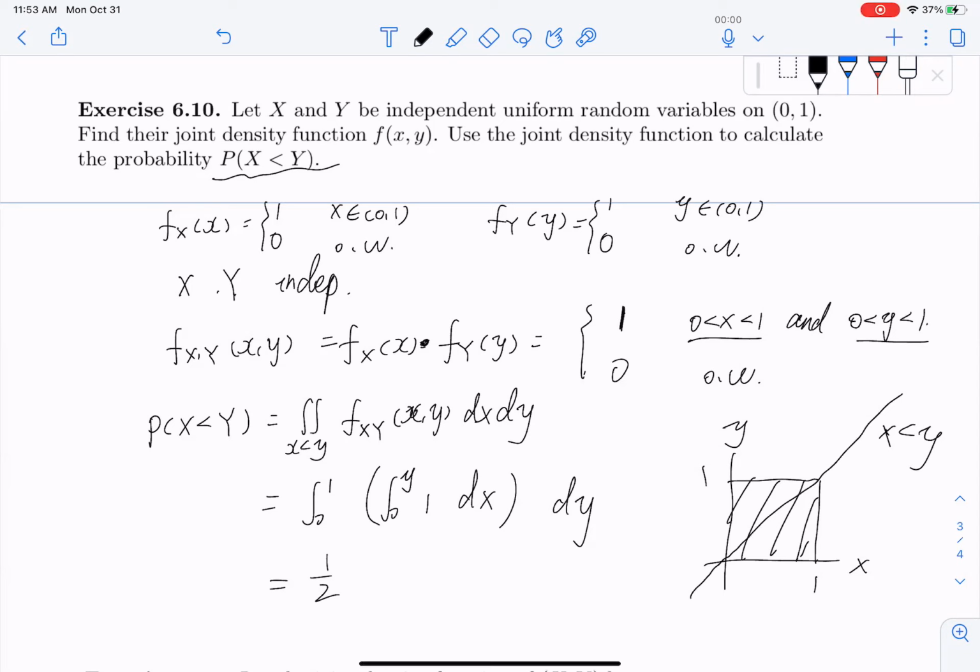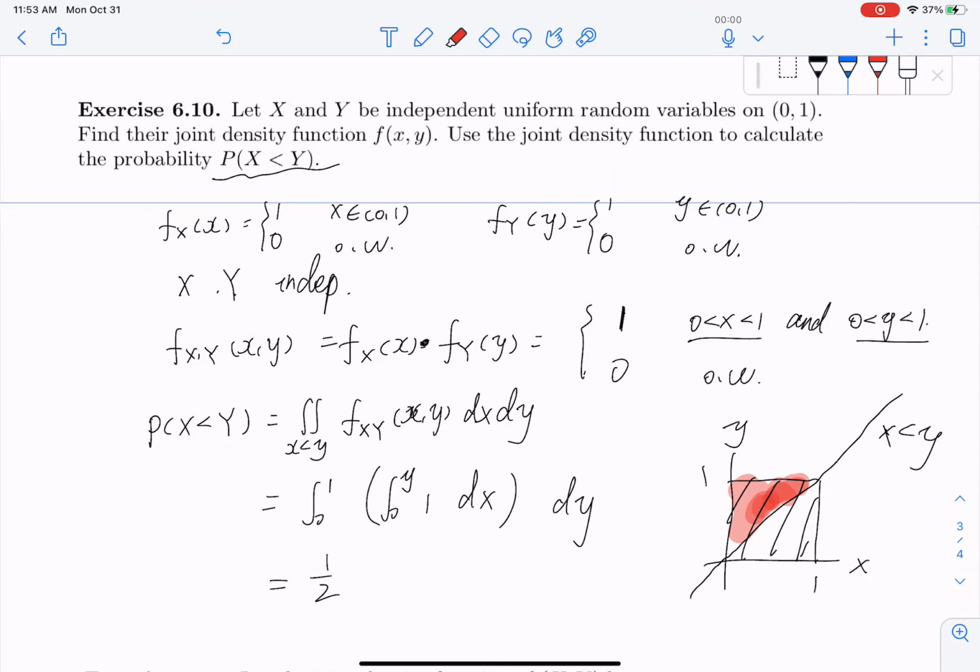And this lower triangle, it's an area where X is less than Y. Oh, sorry, that's the other side. Sorry. So this area is the area where X is less than Y.